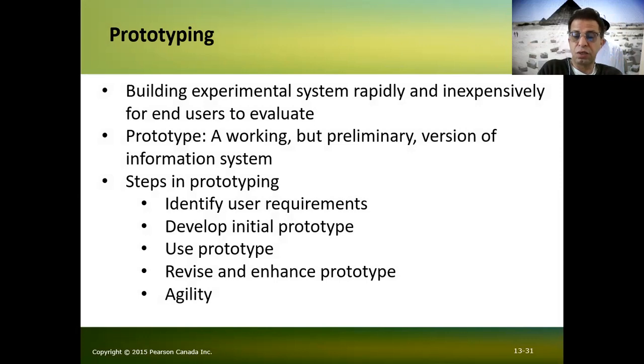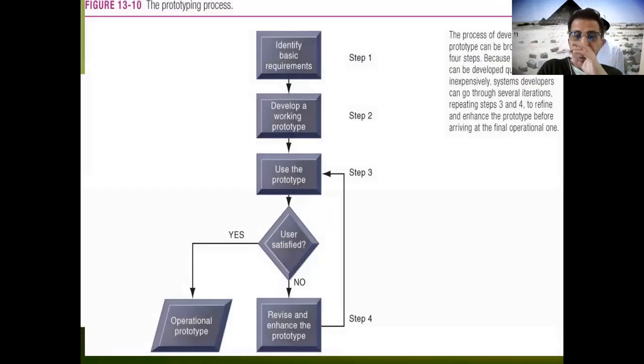And we said agility is one of these types. So you identify the basic requirements first, develop a working prototype, and use the prototype to see if the users are satisfied. If they are satisfied, then you do an operational prototype. If they're not satisfied, you revise it and enhance the prototype.